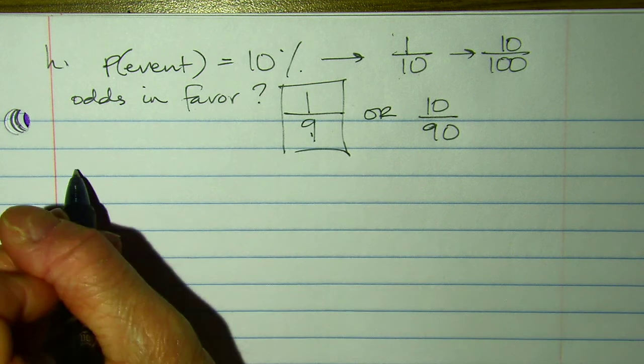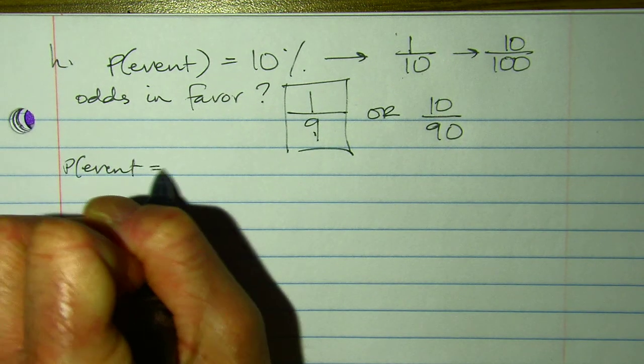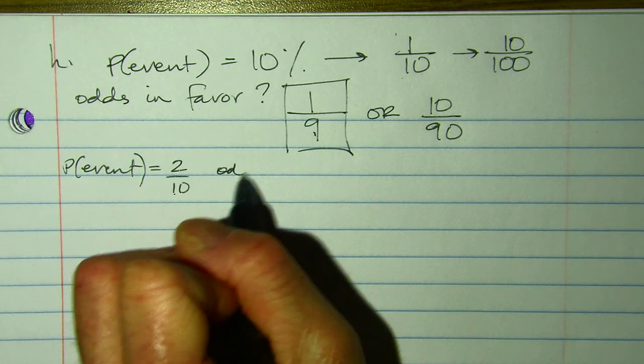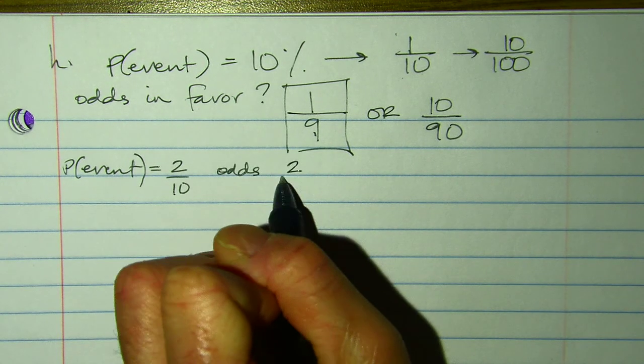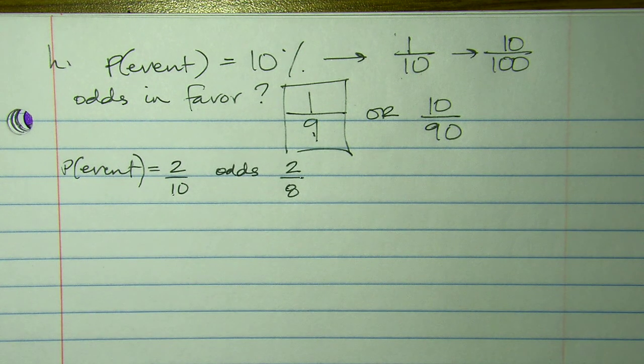And so if there was 2 up here, this would be 8. So like if the probability of an event was 2 out of 10, the odds would be 2 out of 8. It'd be 10 minus whatever the top number is, okay? So it should be the bottom minus the top.